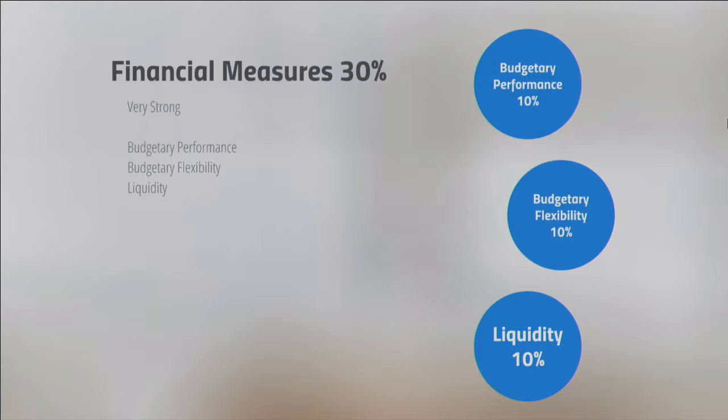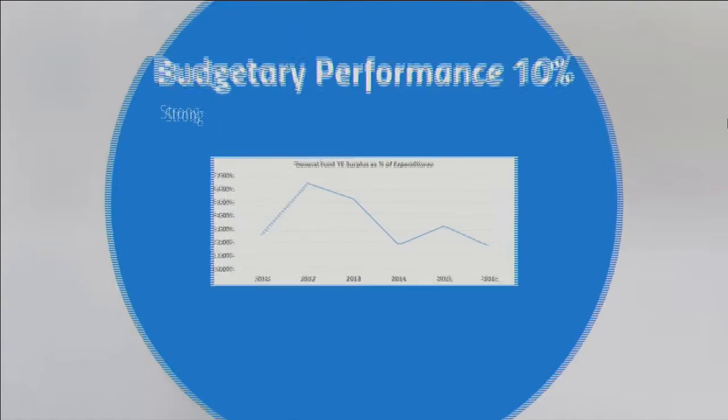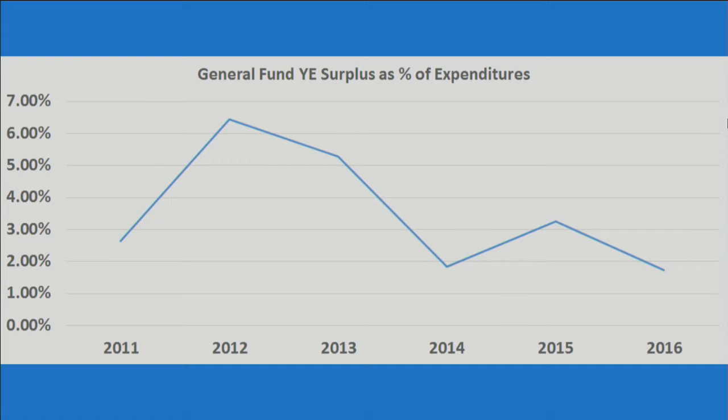So the next area I want to talk about is financial. These are primarily financial measures, and there are 3 areas that they look at. Currently, we're rated very strong in this area, as the financial measures as a whole. So they look at budgetary performance, budgetary flexibility, and liquidity. The first one I'll go to is budgetary performance, where we're currently rated as strong.